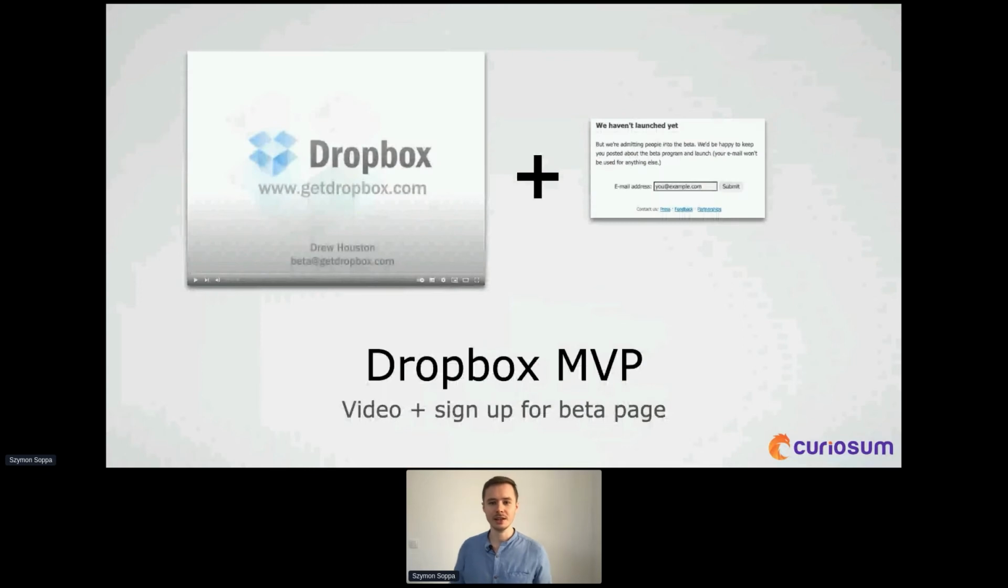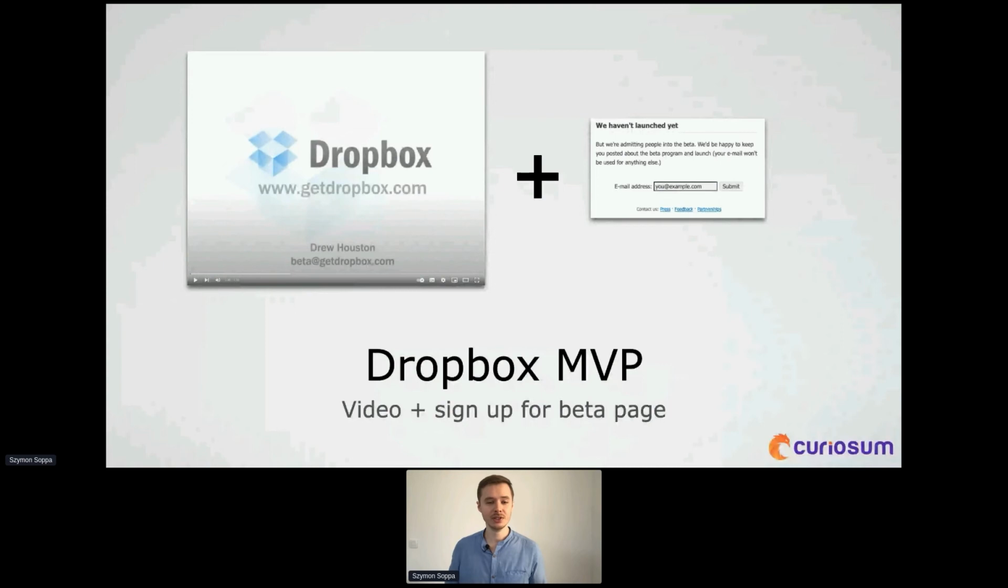So the first example is something that you must know. It's the Dropbox MVP. You may think that Dropbox started as a full big product, but it didn't. What the founder did was just a simple sign-up page on the website where you could leave your email and you would sign up for a beta version once it's done. And you could also watch a video explaining the product. So it was a video plus a sign-up page for the beta. So users didn't even have the possibility of using this product. It was like watching the very small MVP and being able to sign up.